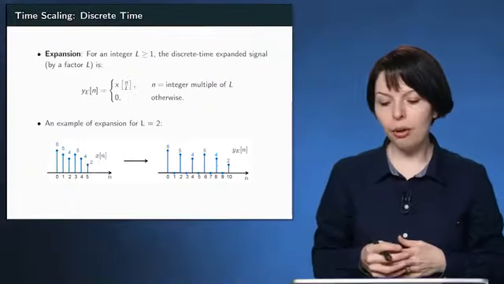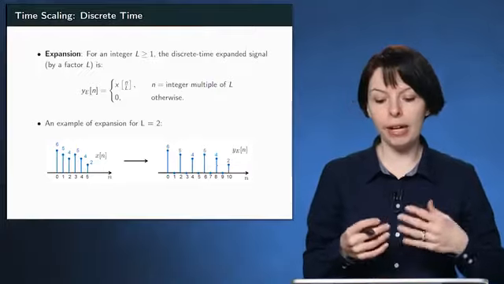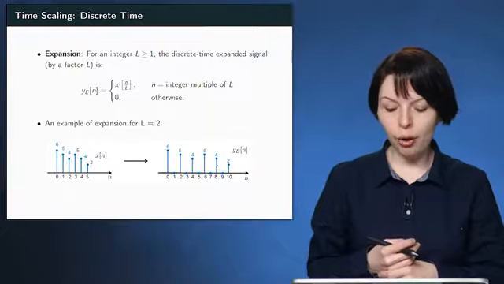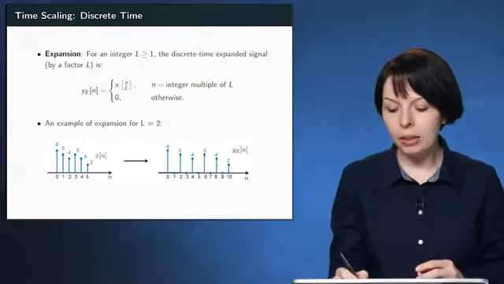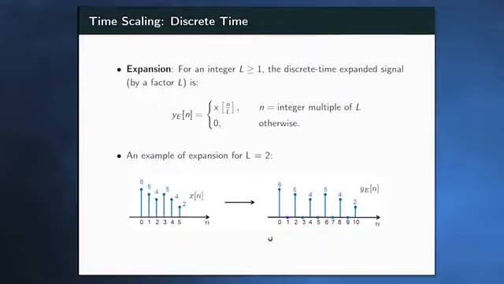Here's an example of the expanded version of x of n by a factor of 2. At n equal to 1, x sub e of 1 is equal to x of 1 over 2, which is not defined. So I'm going to replace y sub e of 1 with 0.